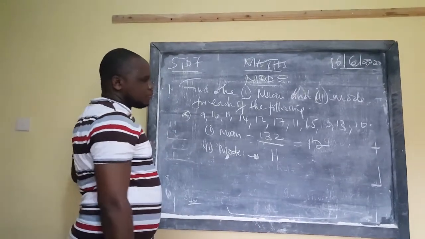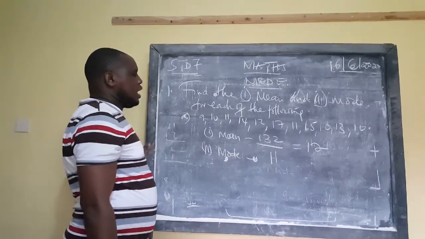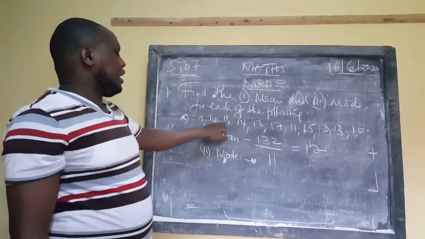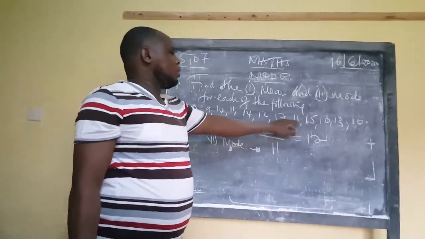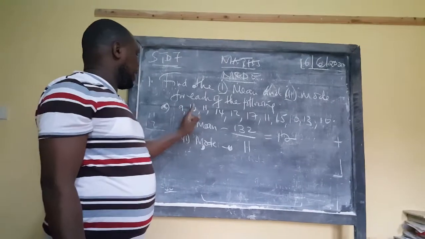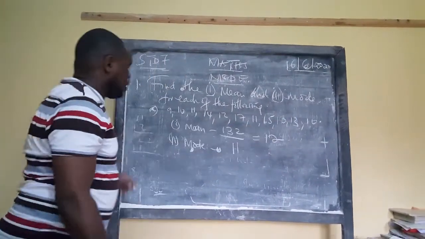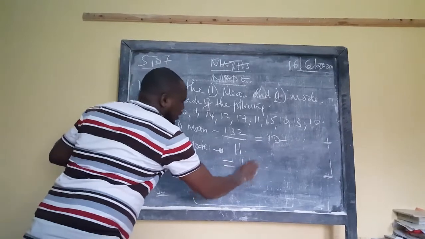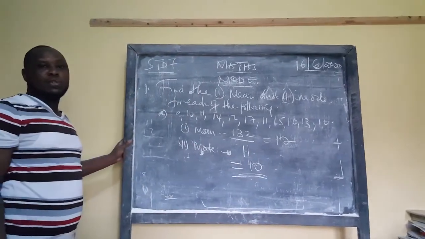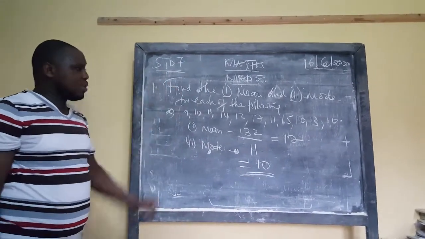What is the mod? The one that appears most. Now you just see it here. 11 appears 2 times. 10 appears 1, 2, 3 times. So the mod is 10. As simple as that, the one that appears most. You pick the number that appears most, so the mod is 10.